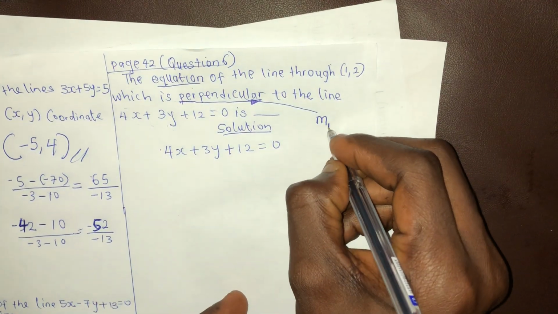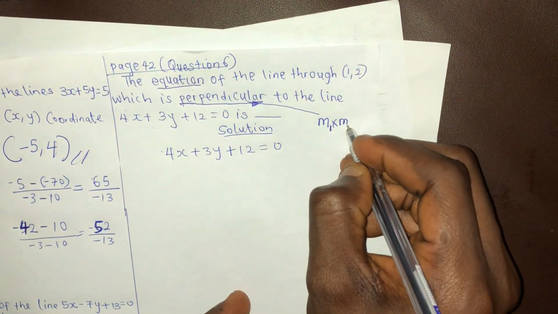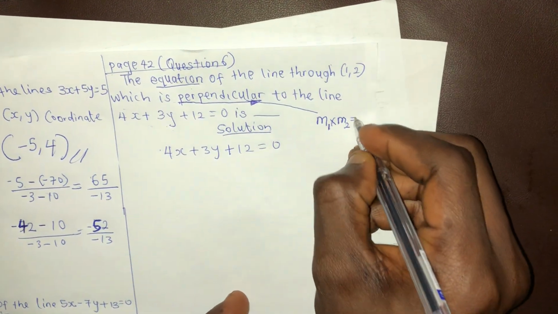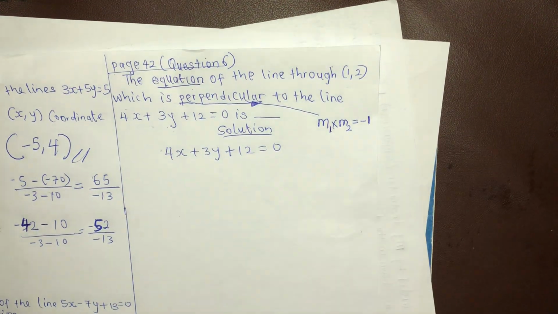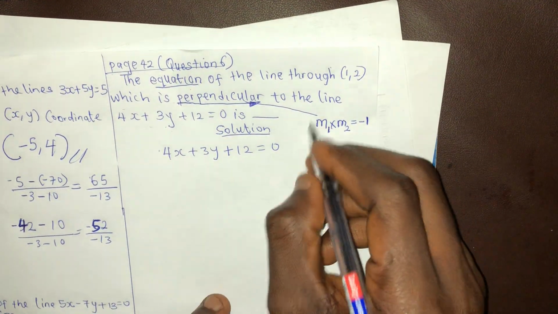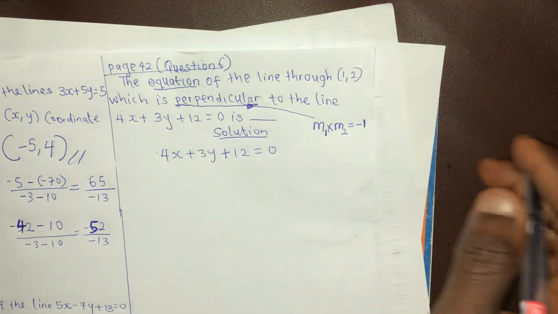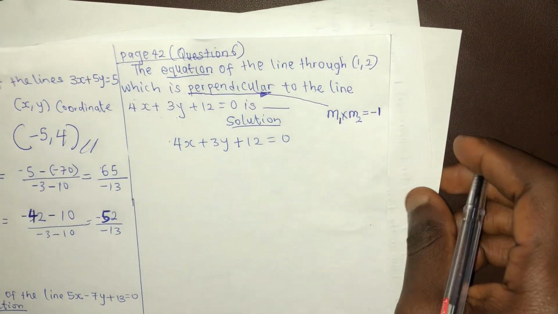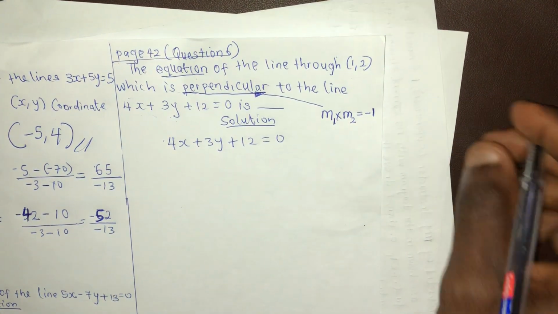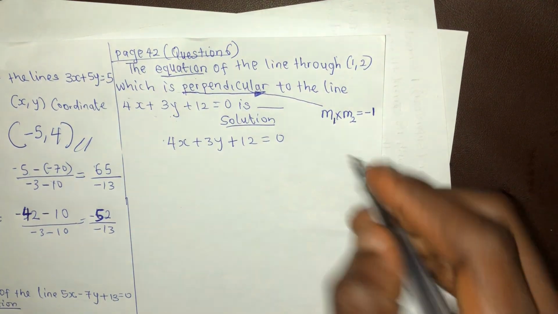So the slope of the first one multiplied by the slope of the second line should be equal to minus 1. Which is to say that if you know the slope of this equation, you can be able to find the corresponding equation.